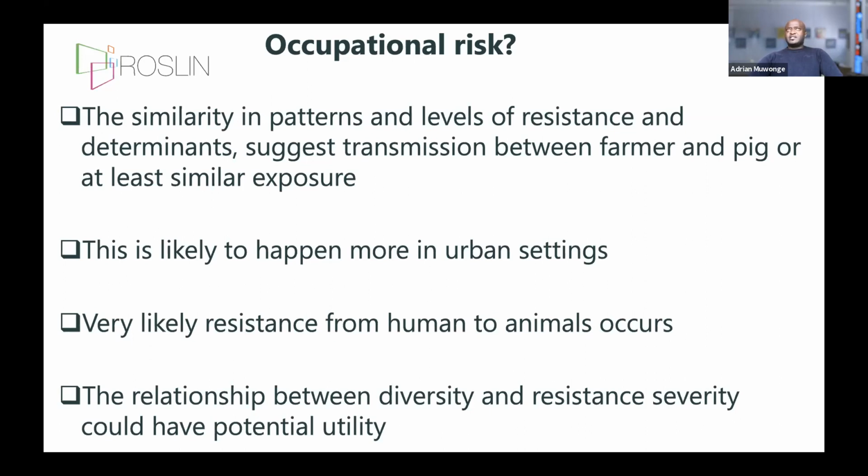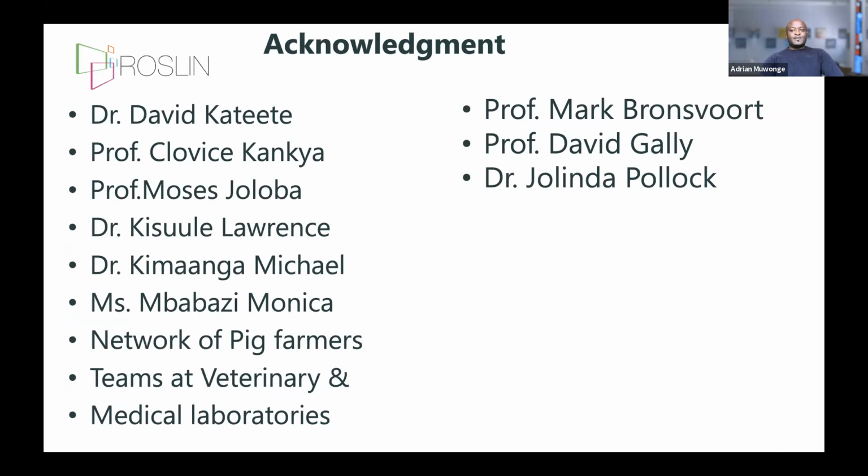There's this relationship that we've seen regarding the severity of resistance and the diversity of the gut microbiome. It is something that we could explore or exploit with probiotics, whether or not increasing the diversity of a gut microbiome might get rid of the resistance. That is something that we're yet to explore.